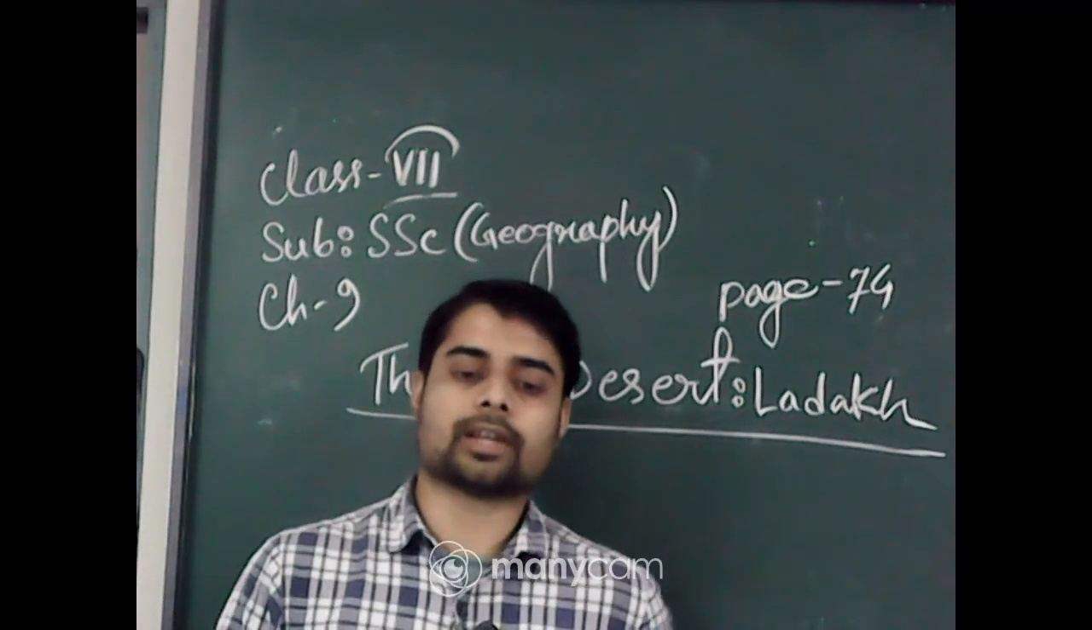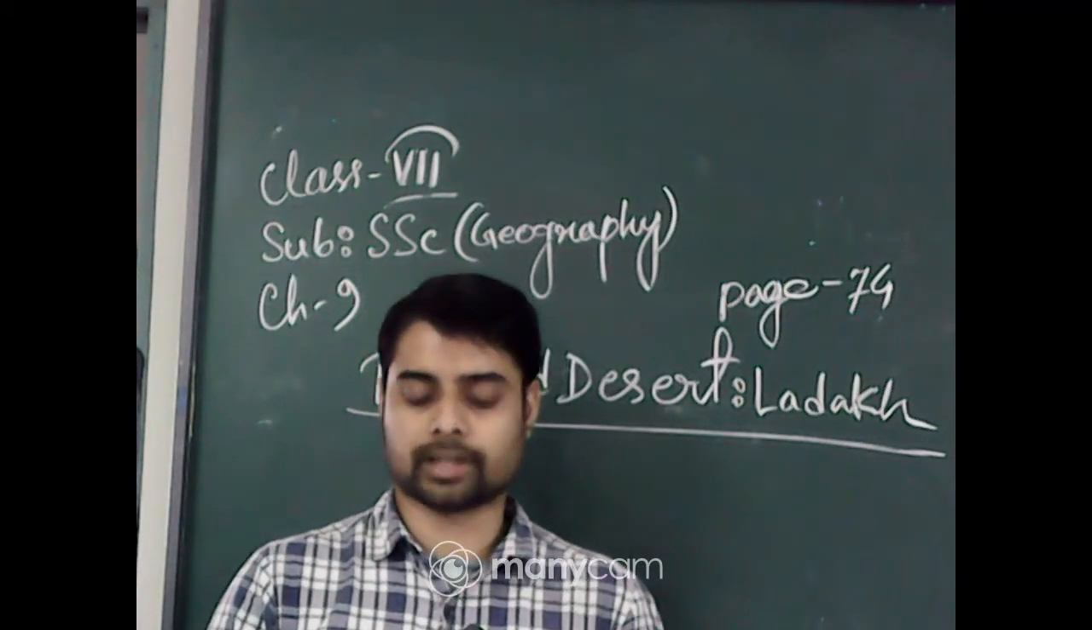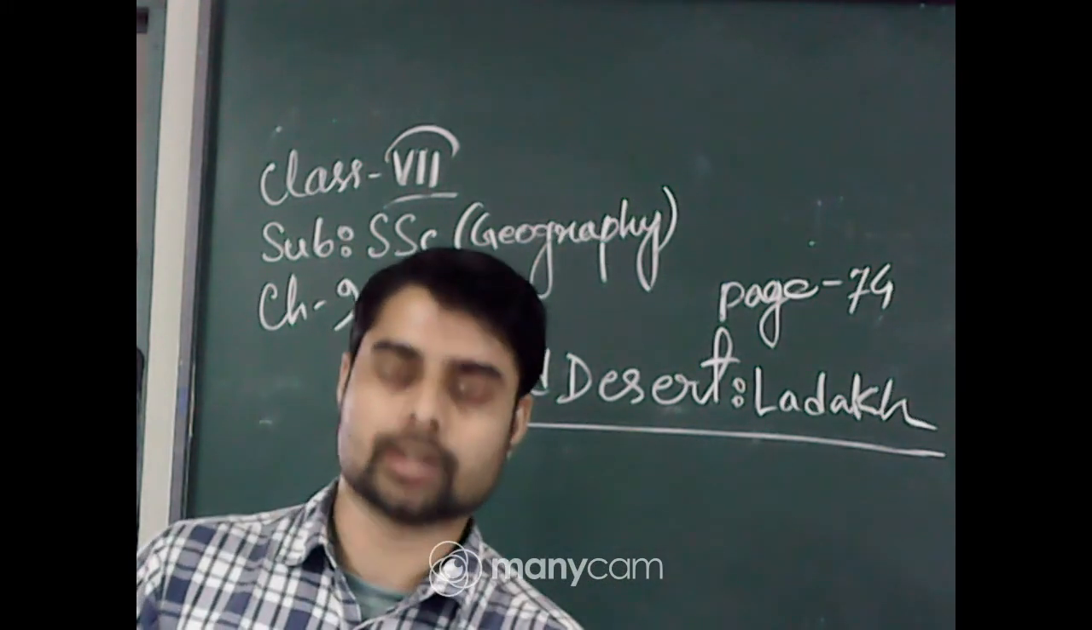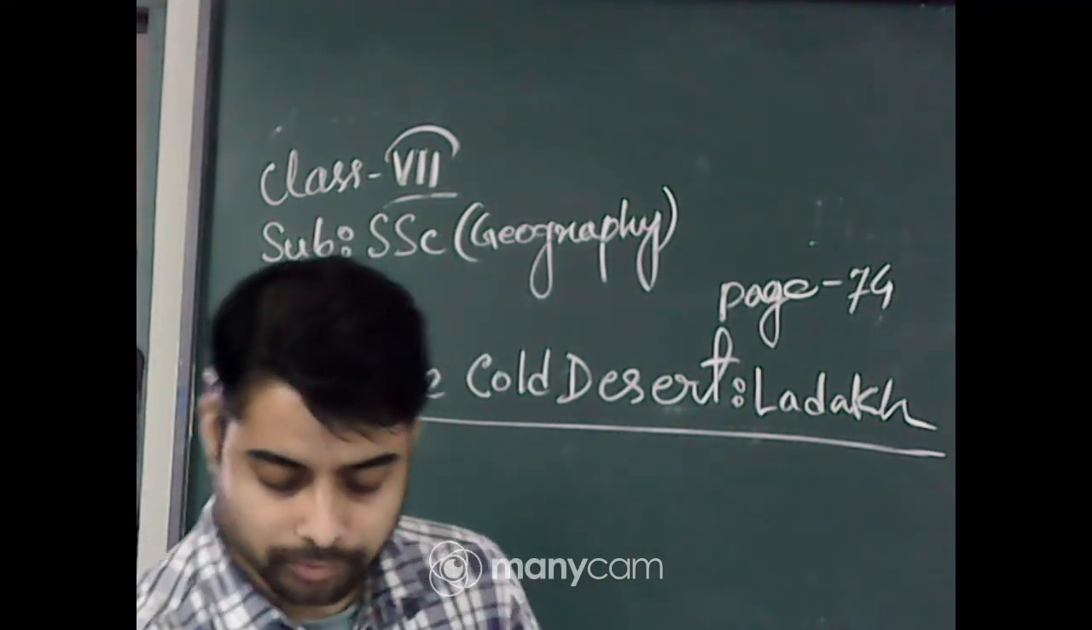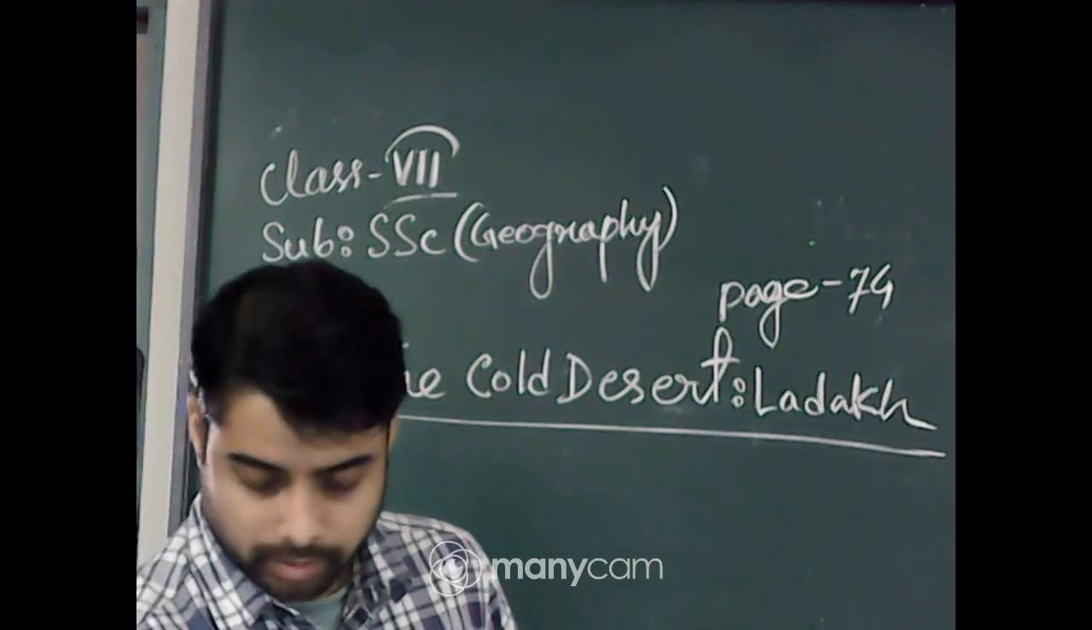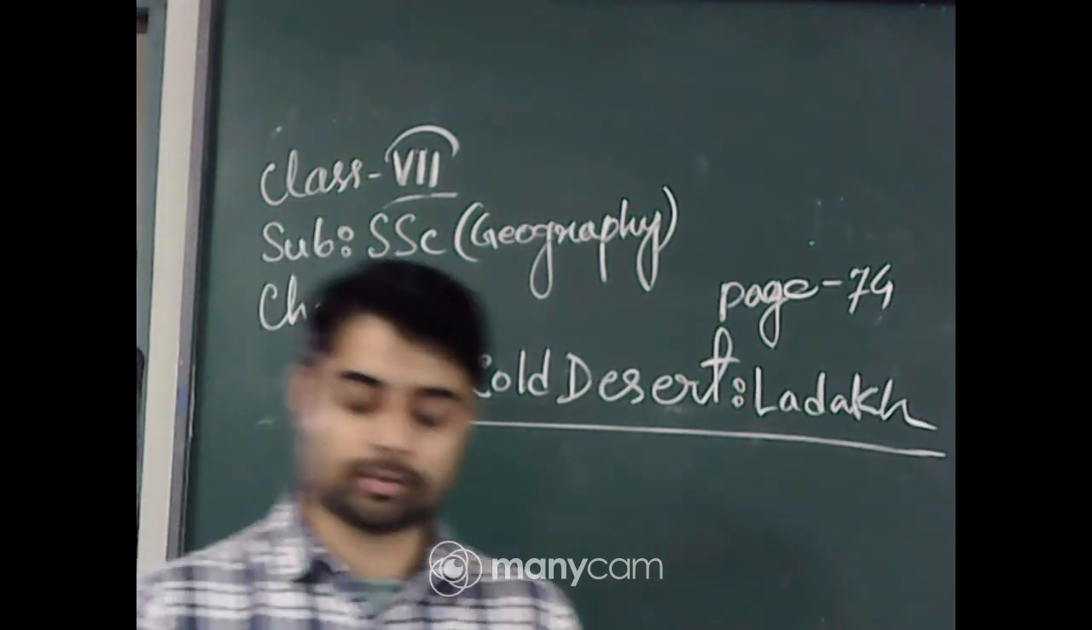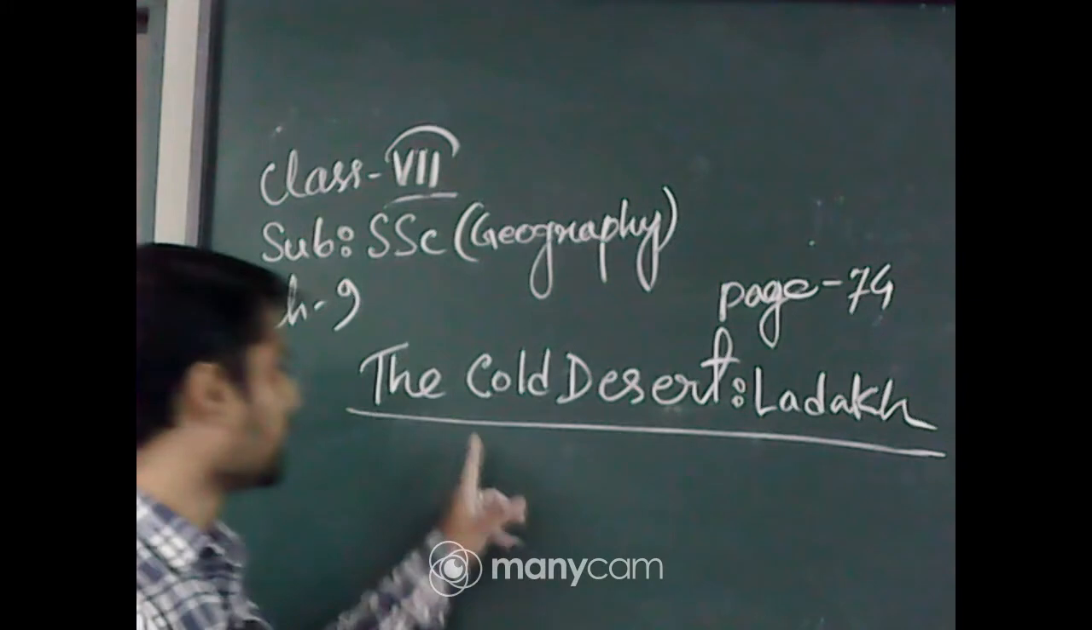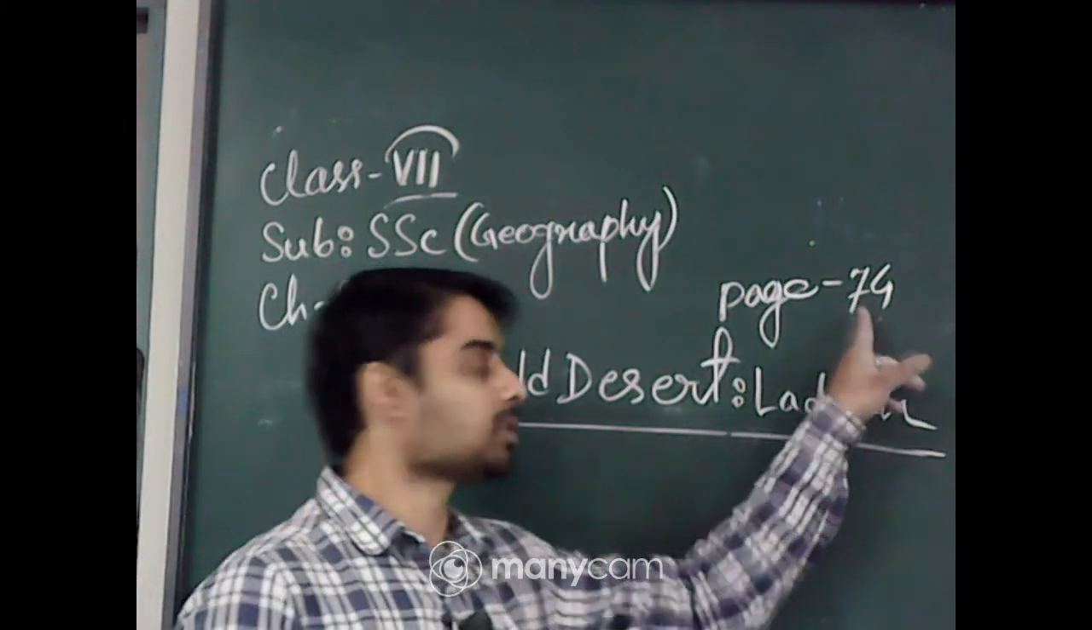Welcome, students of class 7, to our social science geography class. Today in this class we are going to discuss the last subunit of your last chapter, chapter number 9 of your NCERT geography book. It is the cold desert, Ladakh. It is on page number 74.